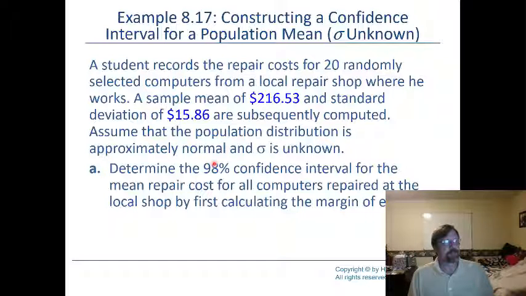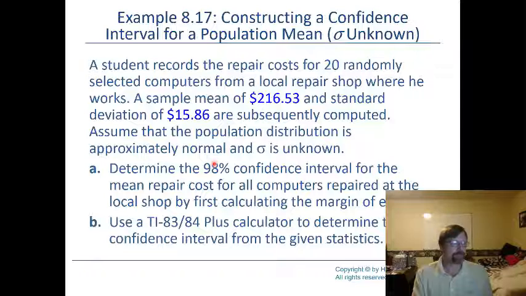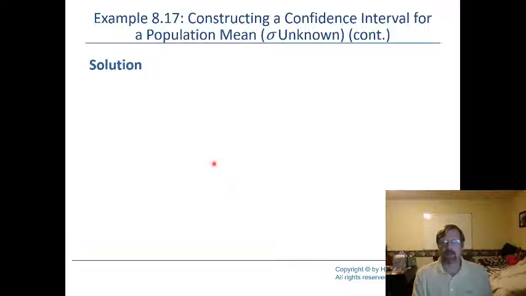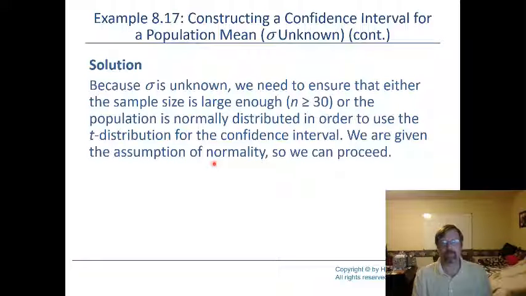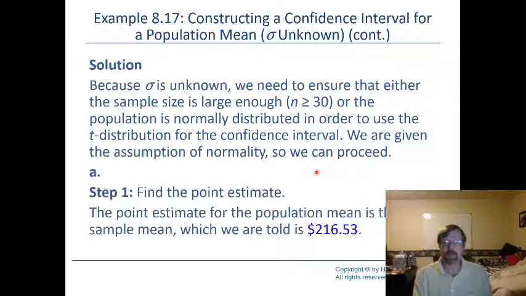So we're after the 98% confidence interval for the average repair cost for all computers at that shop. So let's calculate the margin of error, and then use the calculator to determine the confidence interval from those statistics. We're given the assumption of normality, so we can proceed. Our point estimate is the sample mean, which is 216.53.